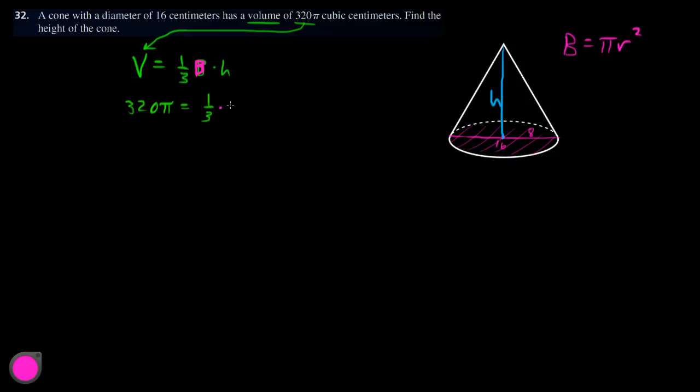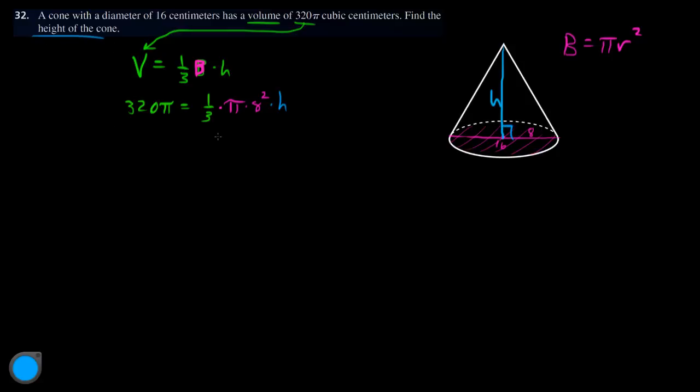Pi r squared. So pi times the radius, which is 8, not 16. Oh, maybe I would have needed that. Yeah, I guess I did. Multiplied by h, the height. And notice that's not the slant height, that's the true height of the cone that I'm looking for.